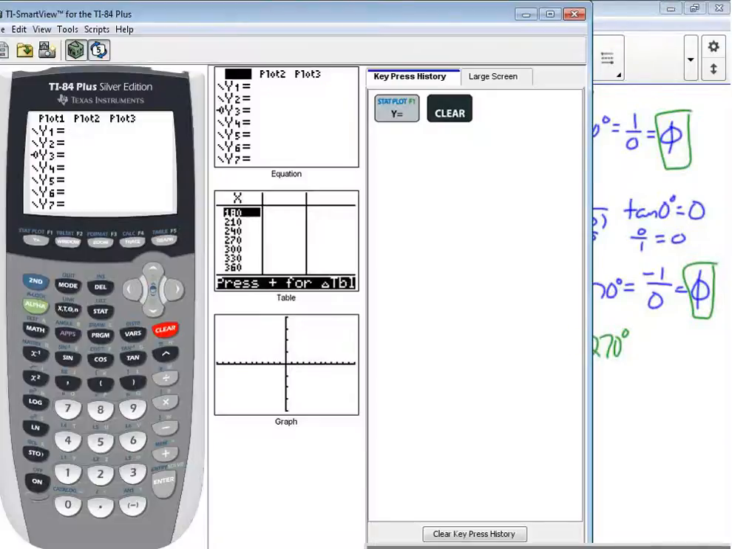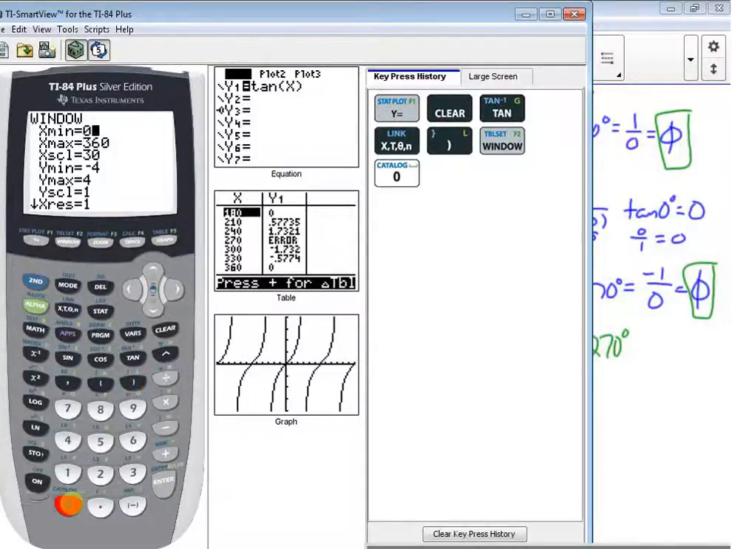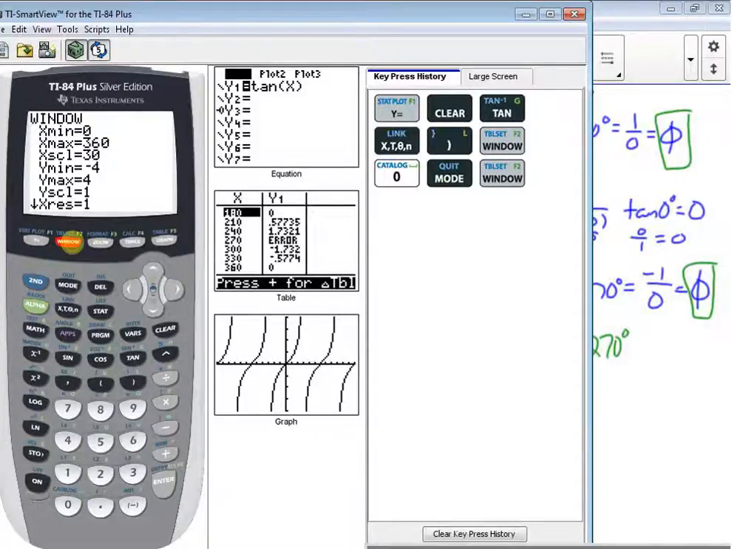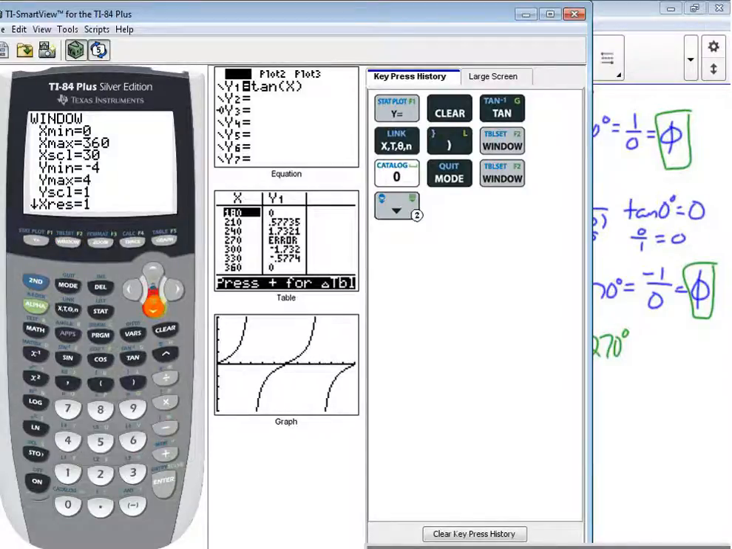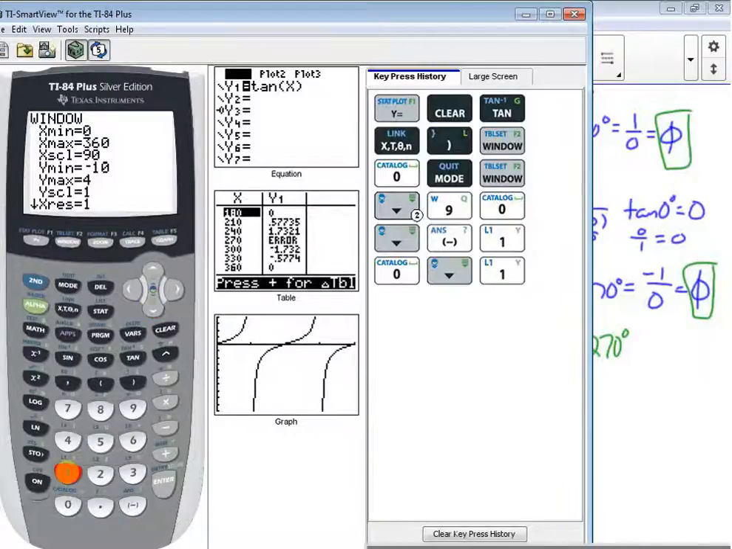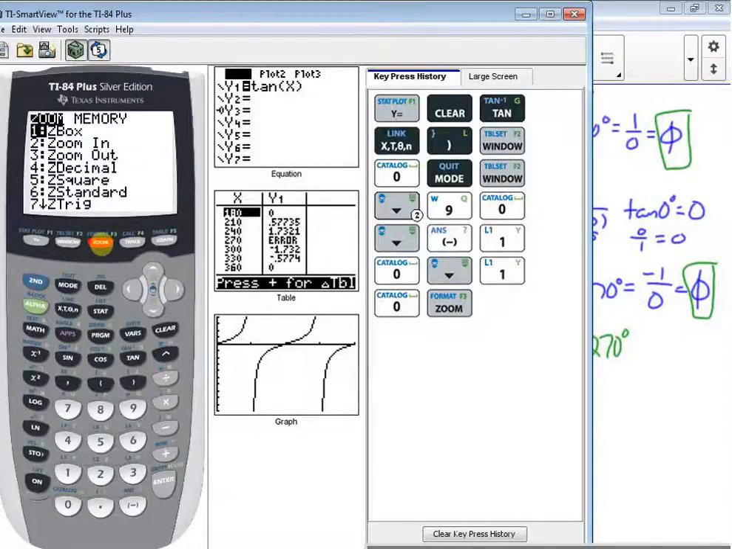Alright, so type in there y equals tan x, and let's go to that window, and let's do 0 to 360. Make sure your mode is in degrees. Back to window. I had the x scale at 30. I'm going to put it to 90. And then I'm going to change -10 and 10. Now, remember, you can go to zoom Trig, which is zoom 7.